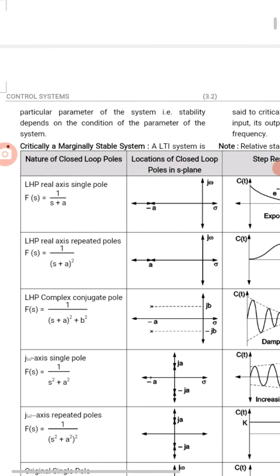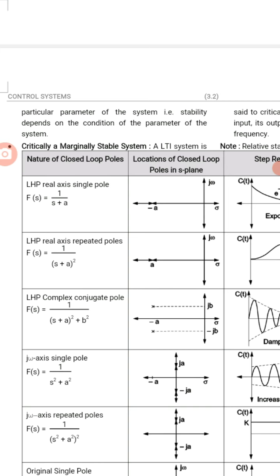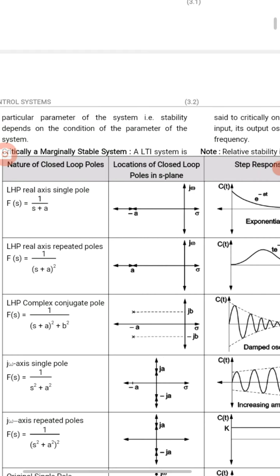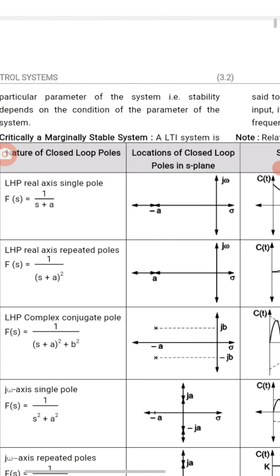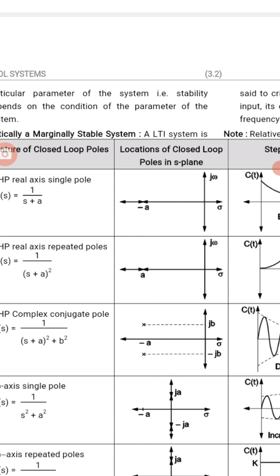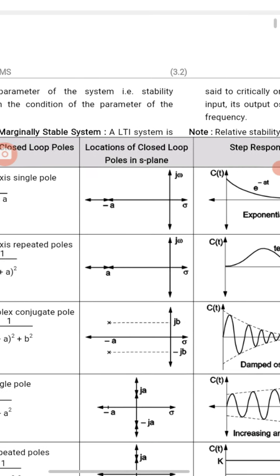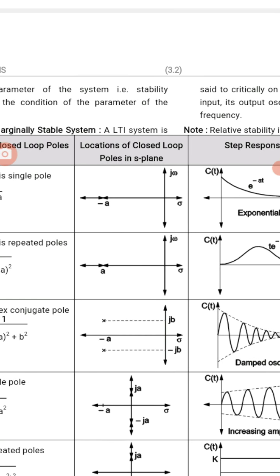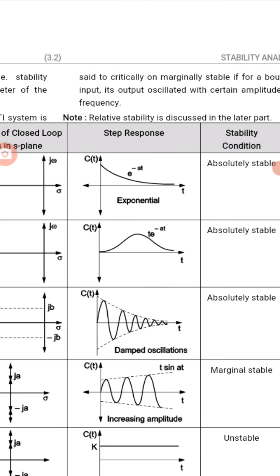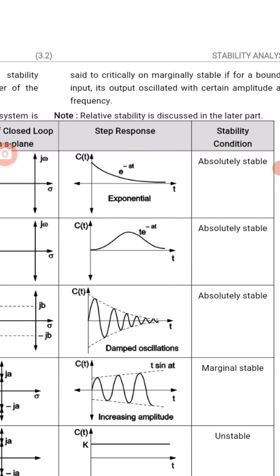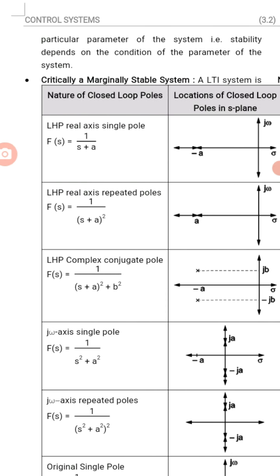Real axis, left hand pole, single pole: 1 upon s minus a. For this Laplace transform, the pole lies at s equal to minus a, that is on the left hand side of the s plane, j omega axis versus sigma. The system is decaying exponentially and this is called absolutely stable.